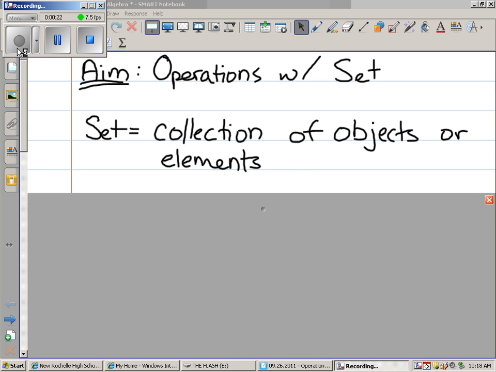A collection. Like me, I collect comic books. I also collect lots of things, right? That's my collection. Things in my collection, like my comic books, are objects, and you could also call them elements.